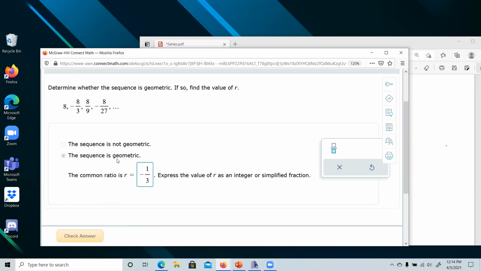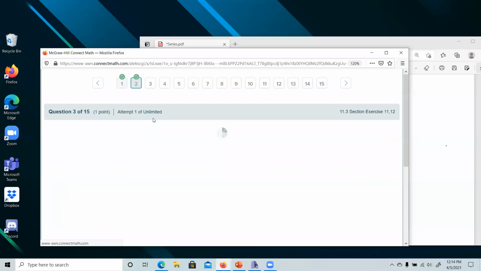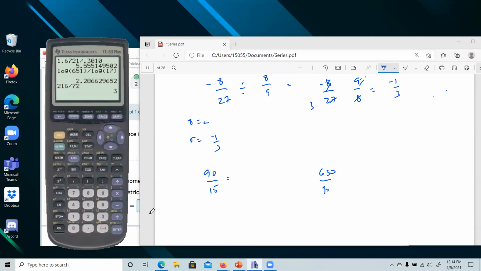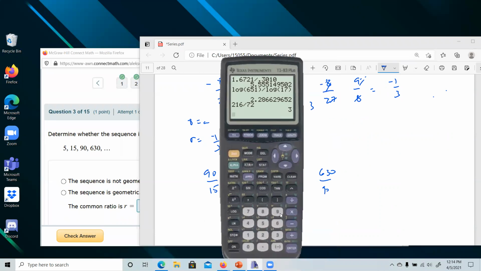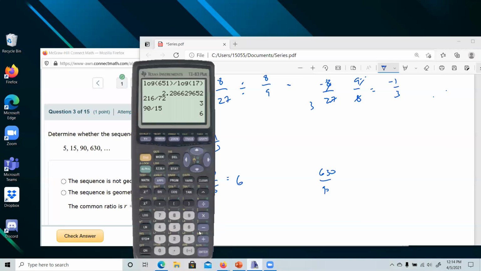To the best of my knowledge, I don't think your book lies to you too often. So I don't think in this section they're trying to trick you. I think they almost always are in series like this. So again, it's going to make a liar out of me now. We'll do 90 over 15, and we'll see what that is. We have 6. And then 630 over 90. I think that's still 6. Oh, that's 7.